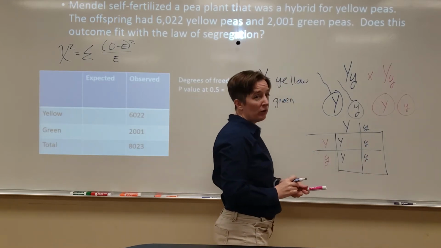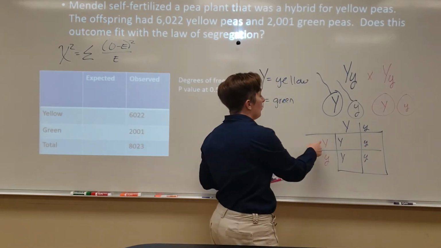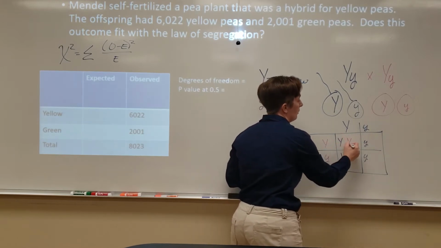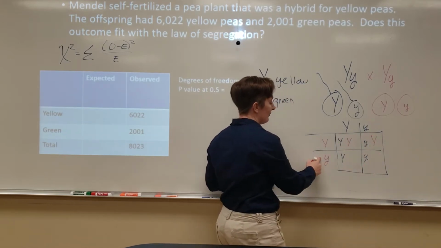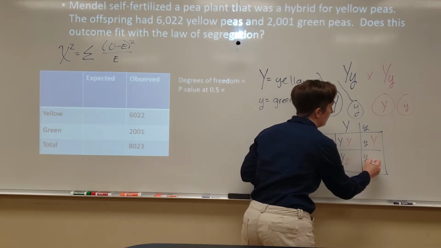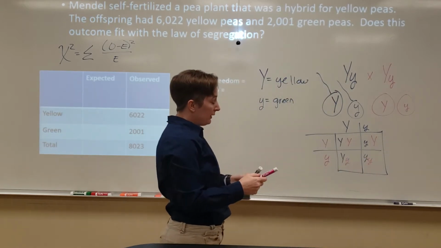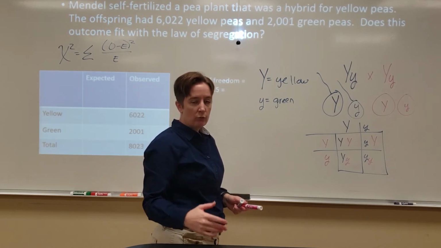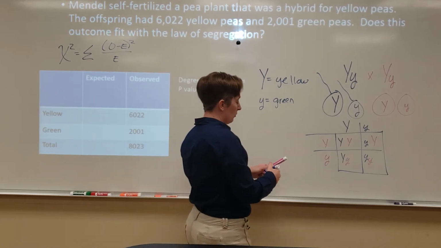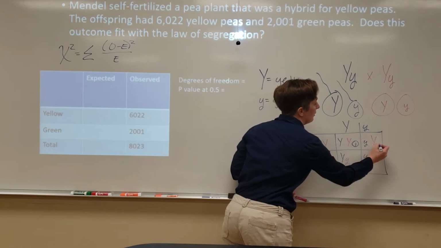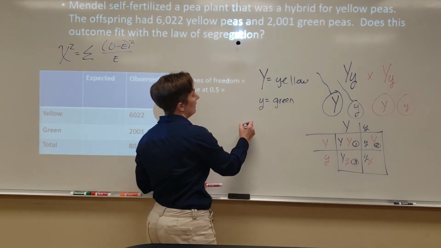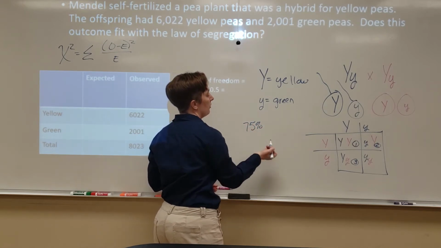It really doesn't matter where you put the letters in the boxes. These letters are gonna go into all the boxes that are beside them. So this big Y is gonna go here and here. This little y is gonna go here and here. From there, we can figure out what our ratios are, and we're really only going to be concerned with phenotypic ratio, which is what does something look like. And so this plant and this plant are all going to end up being yellow. That ends up being 75% are going to be yellow.